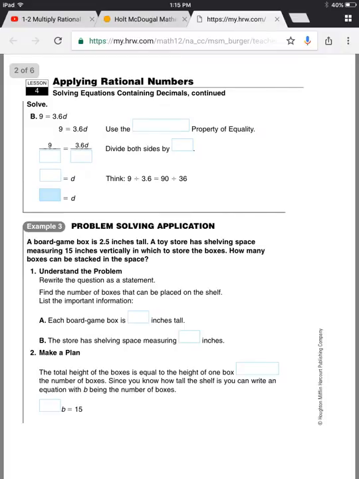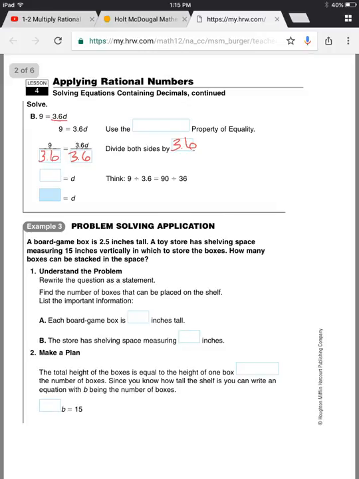Okay, the next one, 9 equals 3.6d. Okay, so we have a coefficient with a variable, which means those two are being multiplied. And to undo multiplication, we have to divide. So we divide both sides by the coefficient, which is 3.6.